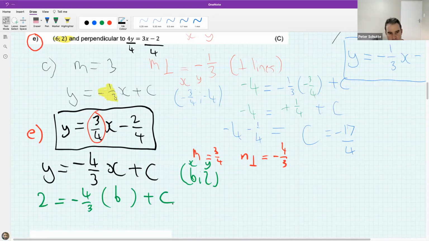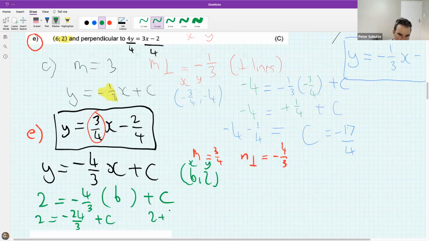What work do we still need to do to get the C all by itself? Feels like this is minus 24 over 3. And I suspect 24 over 3 is actually 8. And so we get C is 10. So what is the final equation of the line that I want to find?